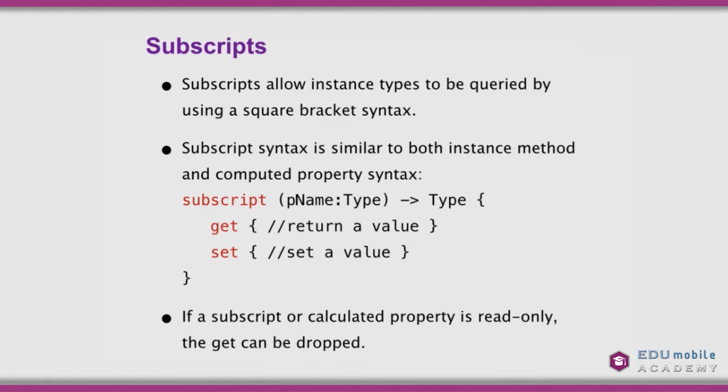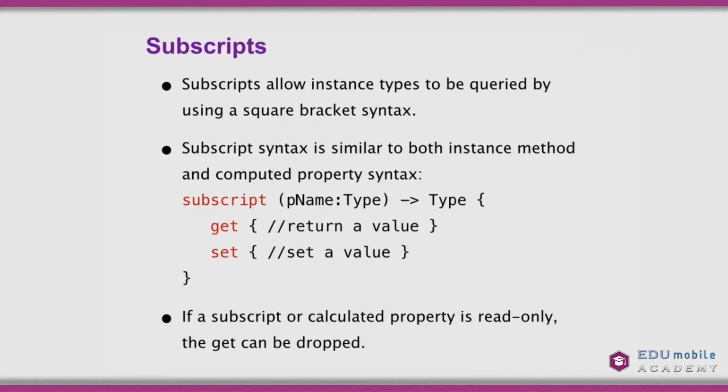Now, let's talk about subscripts. Subscripts allow us to use a subscripting or square bracket subscripting syntax with any instance type. So subscript syntax is like a hybrid between instance method and computed property syntax. First of all, the header of a subscript looks like an instance method, except it's the keyword subscript. We have a parameter list. Here I've just called that parameter pname, and then it has a type of some kind, and then it returns a type of some kind.